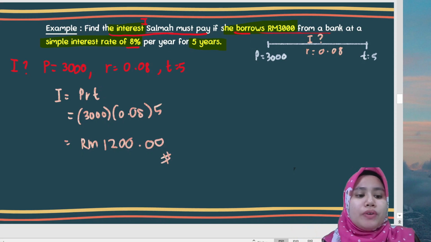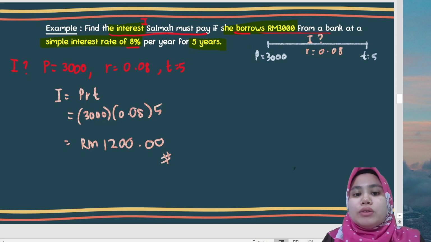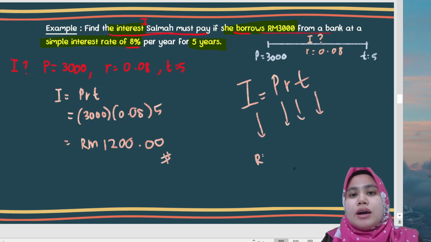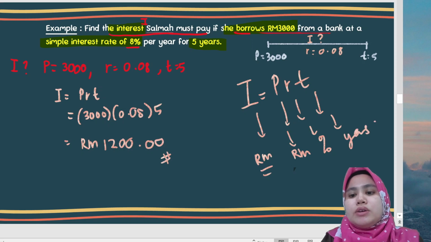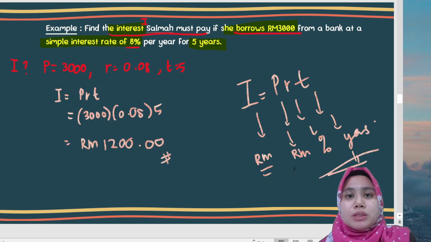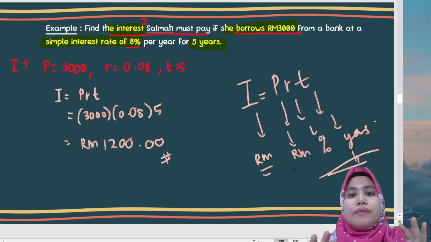From here we have practiced a few questions involving the formula I equals PRT. What I want you to be alert to is that you need to understand I is the amount of interest, P is the amount of our principal, R is our percentage rate, T is our years. For you to be able to answer problem solving for maths finance, this is your first step.